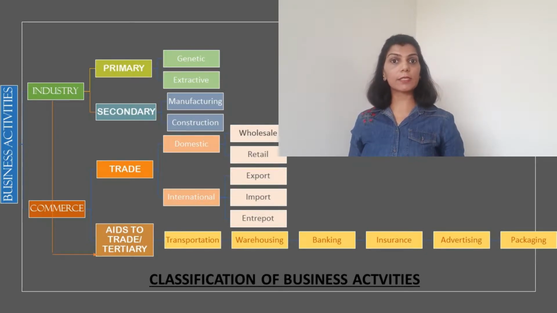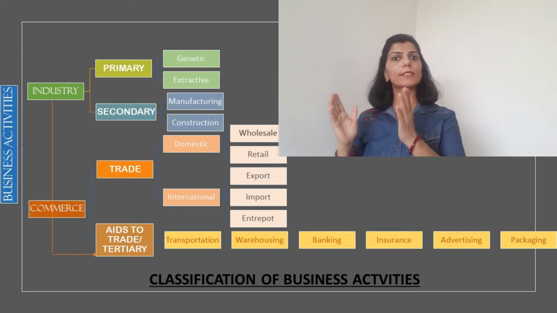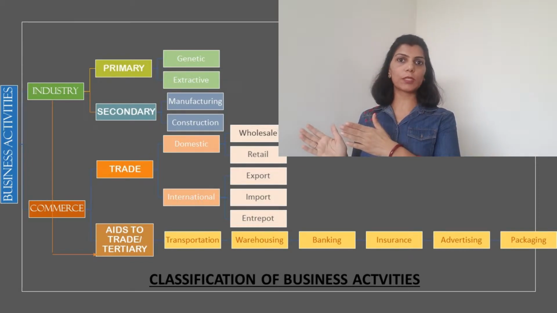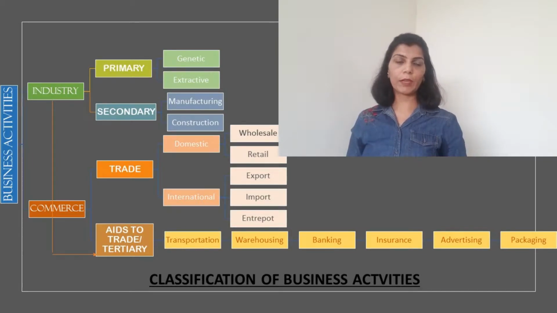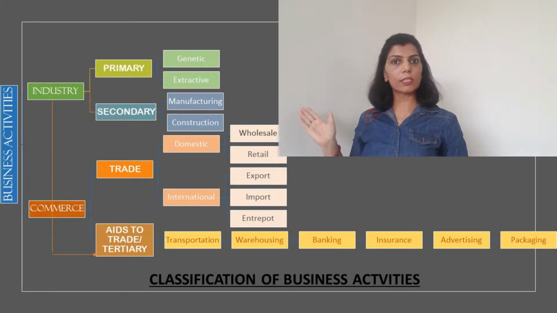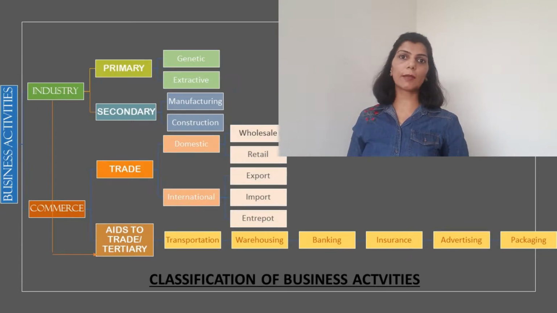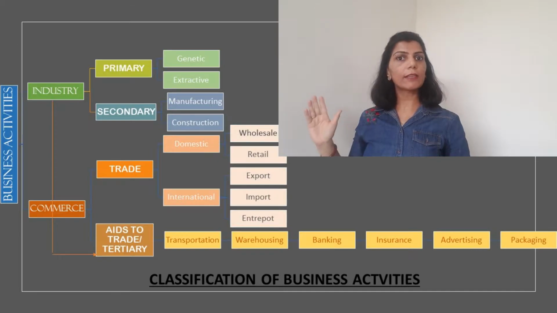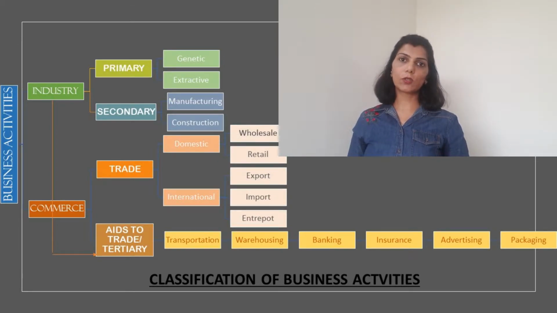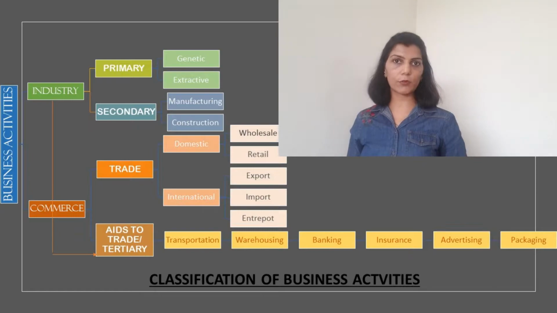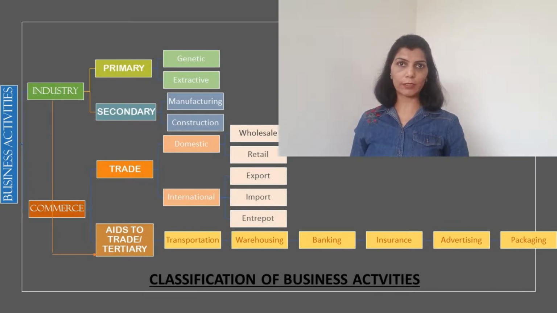Friends, the scope of business is very wide, and business activities include all those activities which are undertaken by a firm right from the stage of production to the final stage where goods are made available to the consumer for consumption. Now, as you can see in this chart, business activities can be classified into two broad categories: industry and commerce. In today's video, we'll discuss the industry part only. So let's focus on that.